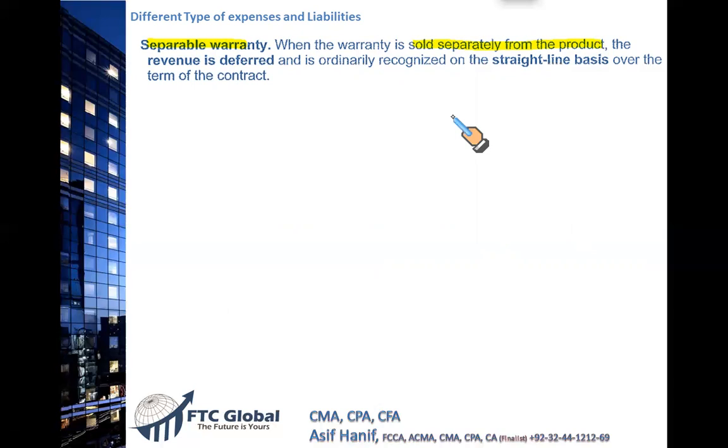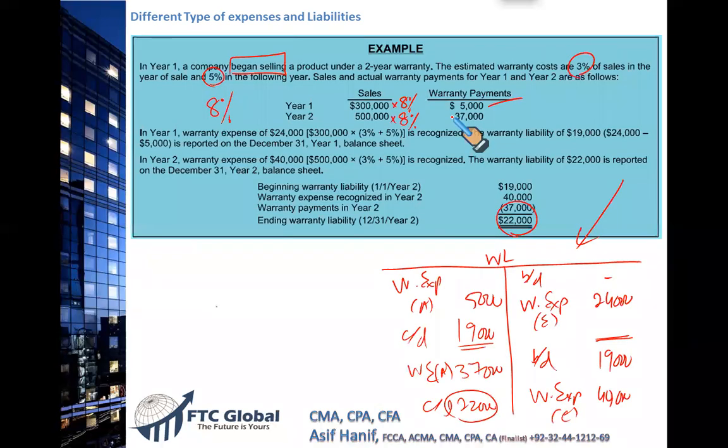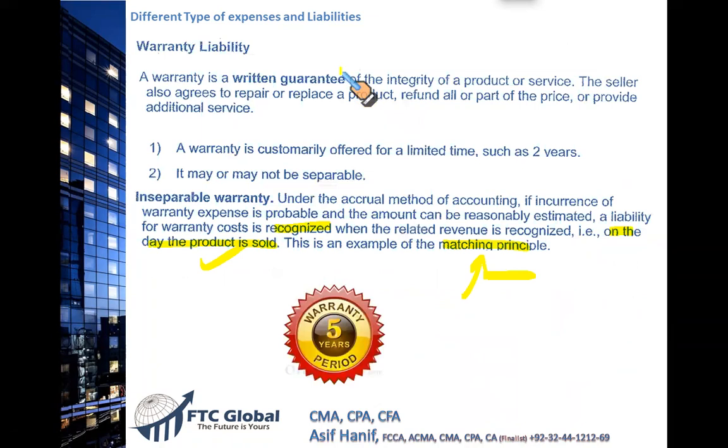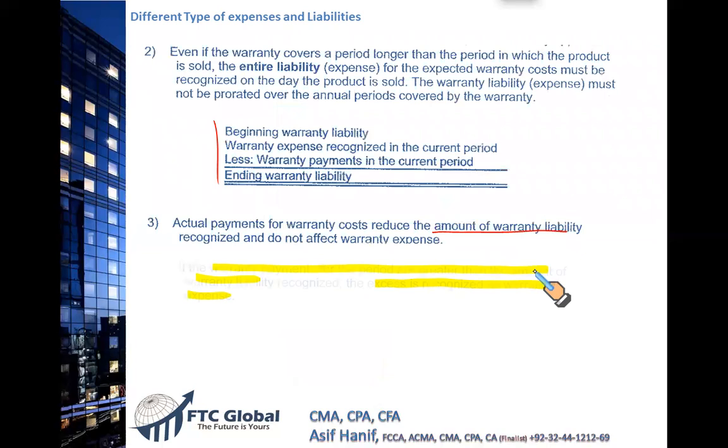Question. Yes, my friend Hamad, this is called matching concept. Since you have recognized the entire sale in year 1, why should I carry the warranty expense in year 2, 3, 4? No, this is called matching concept, my friend. You have to write it down in the same period. Let me show it right here. Look at this. Liability of warranty cost is recognized when the related revenue is recognized on the day the product is sold. This is called the matching principle, the entire amount, right? The whole of it, Hamad, is recognized in the same period when you sell the item. Please keep that in mind.